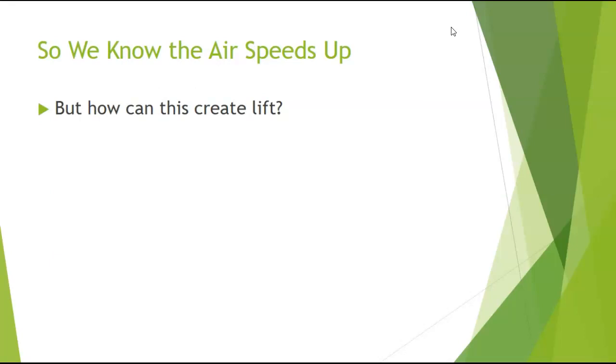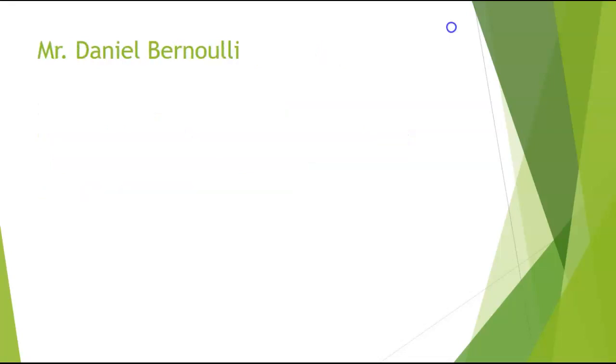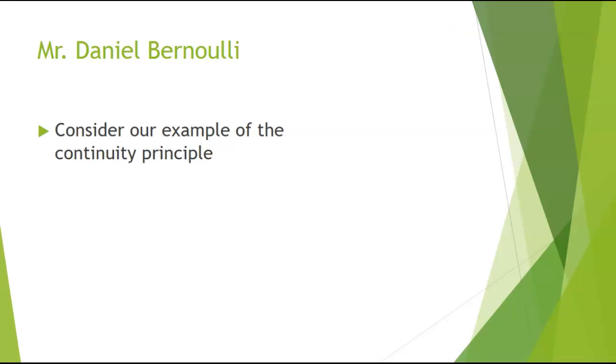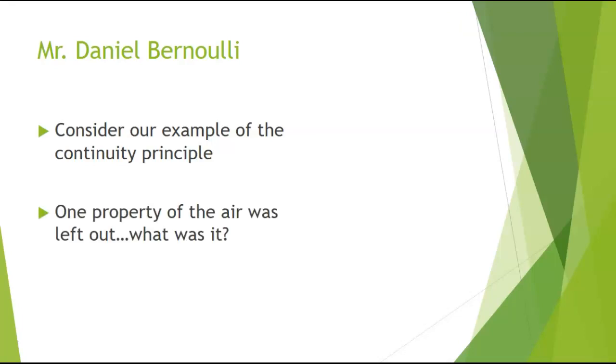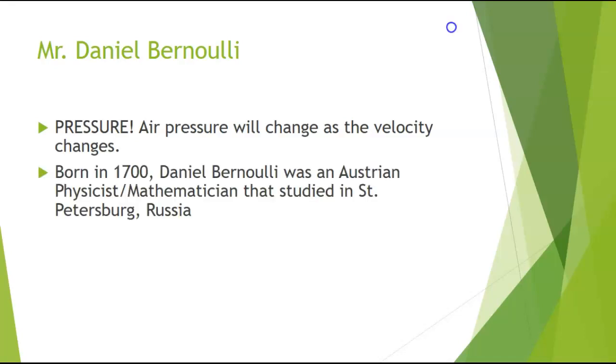So how do we create lift? We know that as the velocity of air increases, the pressure decreases. The wind tunnel demonstrates how the velocity is related to area. As area is decreased, velocity increases. But what else changes? Well, Daniel Bernoulli was a scientist who studied the properties of moving fluid. And one of those properties was pressure. Pressure, or air pressure, will change as the velocity changes.